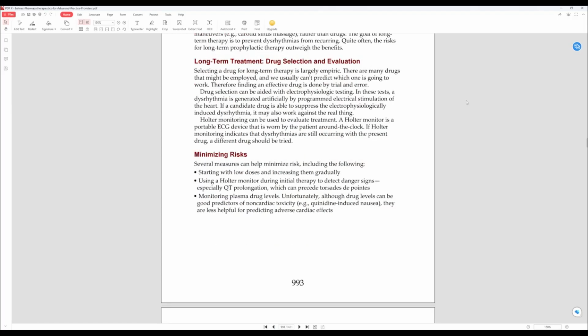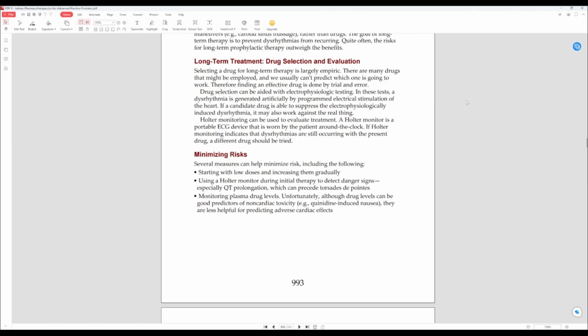Long-term treatment, drug selection, and evaluation. Selecting a drug for long-term therapy is largely empiric. There are many drugs that might be employed, and we usually can't predict which one is going to work. Therefore, finding an effective drug is done by trial and error. Drug selection can be aided with an electrophysiologic test.